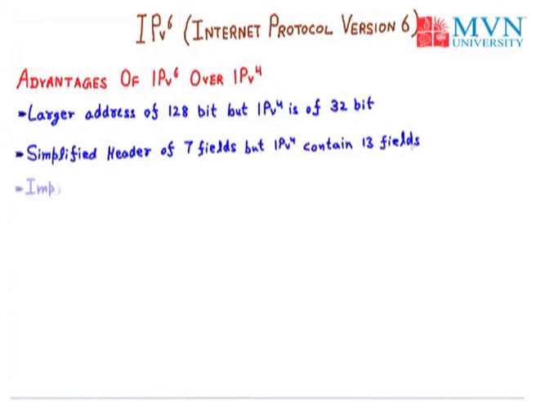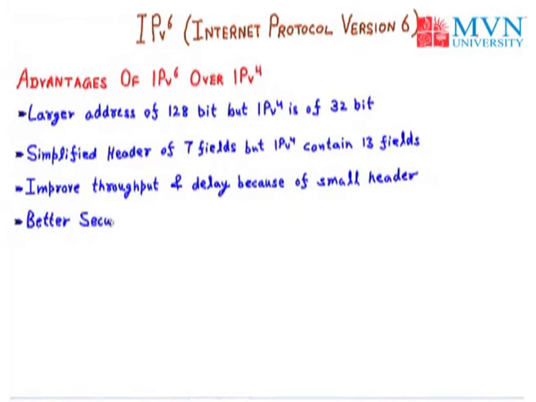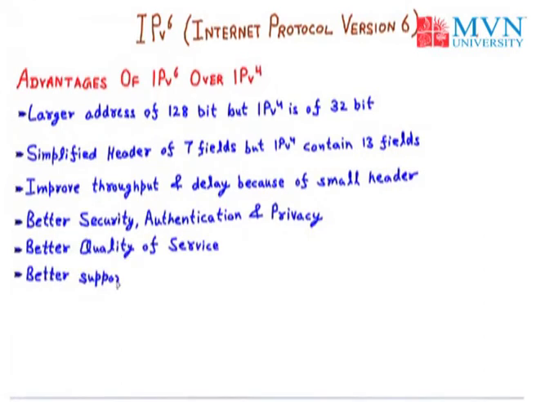Next, we have improved throughput and delay in IPv6. Why? Because we have the small header, and if the router gets the header of IPv6, it can easily pass it. So the delay is less and the throughput is improved in IPv6. Now the next advantage of IPv6 is that it has better security, authentication and privacy over IPv4. And next we have better quality of service of IPv6 over IPv4. And next we have better support for new options.